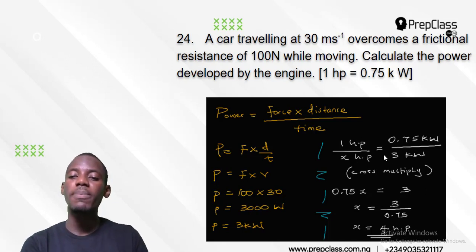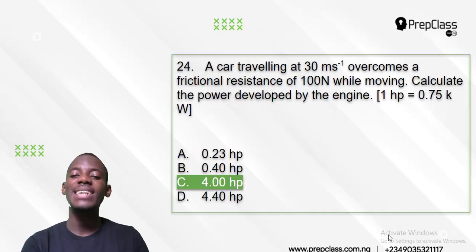Now I will cross multiply here. That will give me X times 0.75, that's 0.75X, equals 3 times 1, and that's 3. Now divide this by 0.75. X equals 3 divided by 0.75, and that will become 4 horsepower. And that is the answer for C, 4 horsepower.